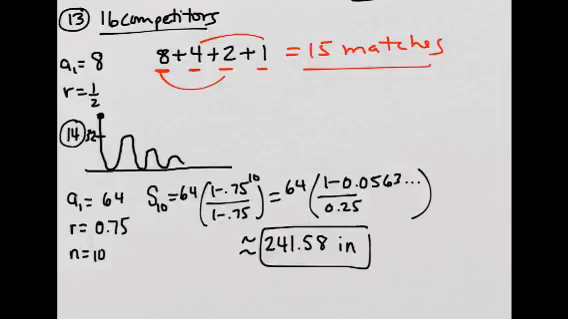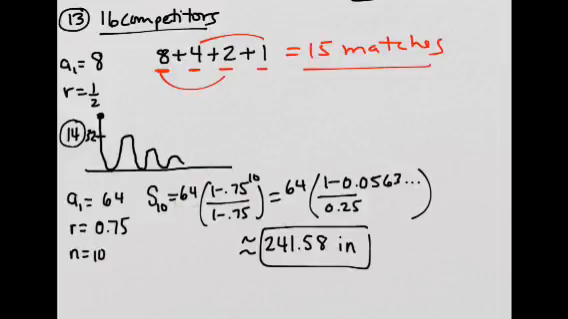So they want you to count the distance traveled. So we're going to count this as 32 and this is 32. So that's a total of 64 inches for the first bounce. And the ratio is 75% and then 10 bounces. Okay, so here's the formula.